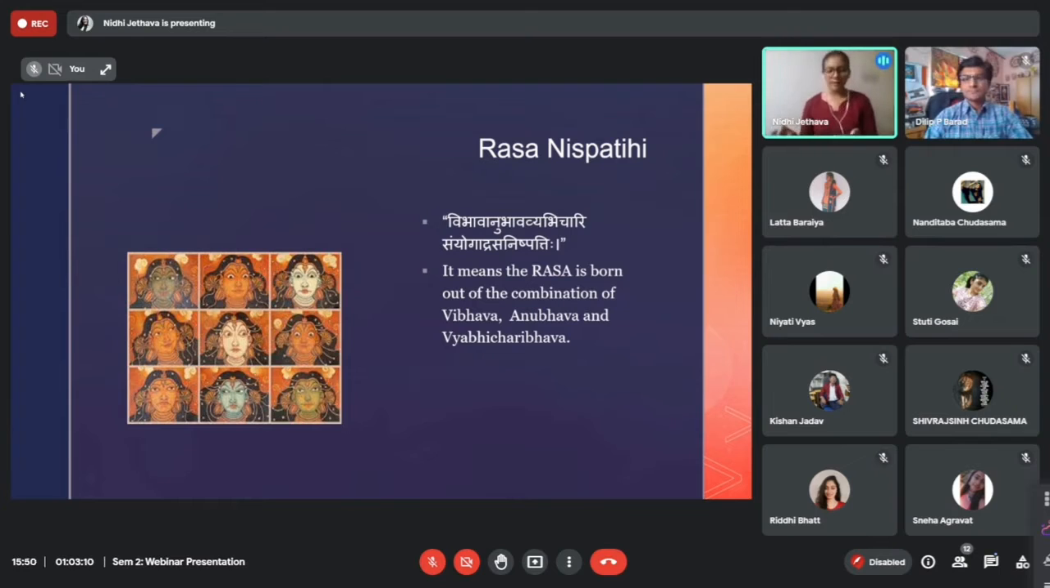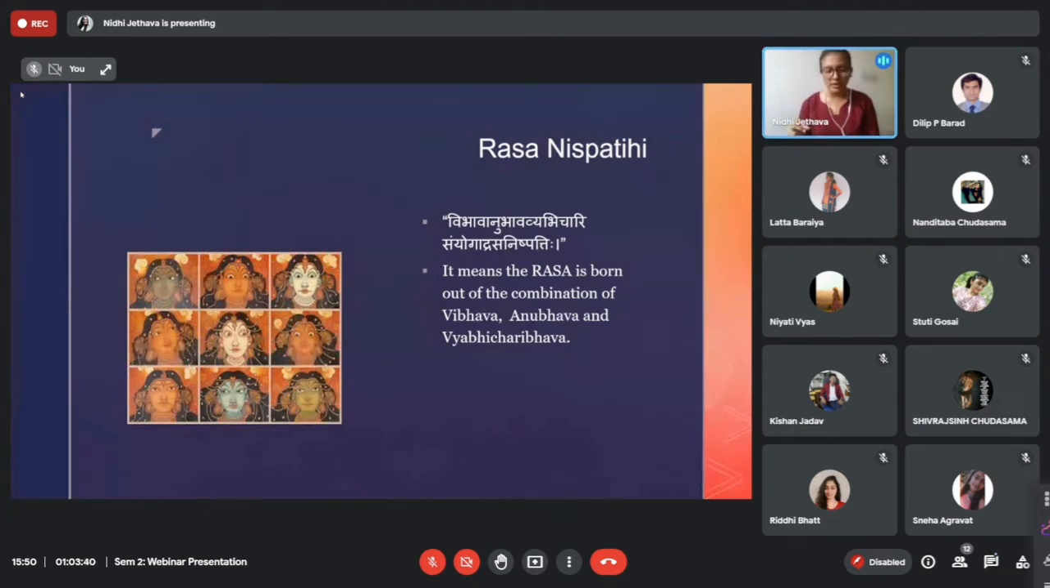Now what is meant by Vibhava? Vibhava means the object or condition producing an emotion, and we can divide Vibhava into two parts, Alambana Vibhava and Uddipana Vibhava. What is meant by Alambana Vibhava? Alambana Vibhava means a person with reference to whom the emotion is manifested. And now come to Uddipana Vibhava. Uddipana Vibhava means the circumstances which help to arouse emotions. This is the meaning of Vibhava.